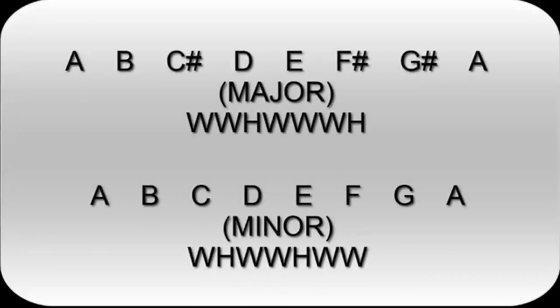Different patterns give us different notes. This being the minor pattern is the A minor scale. If we were to take this pattern and start it on D, we would have D minor. Let's take a listen to the A minor scale now.